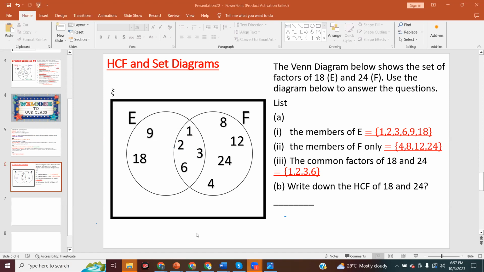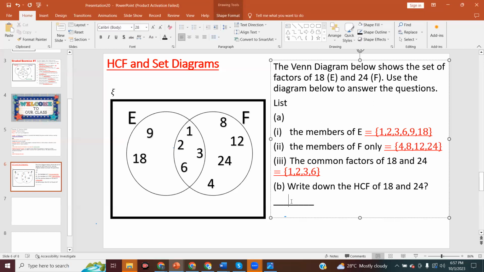Okay, so for this one, you're not listing any elements of a set. They just tell you to write down the answer. So you do not need the curly brackets for this answer. You just need to write down the answer. So the answer is definitely 6.